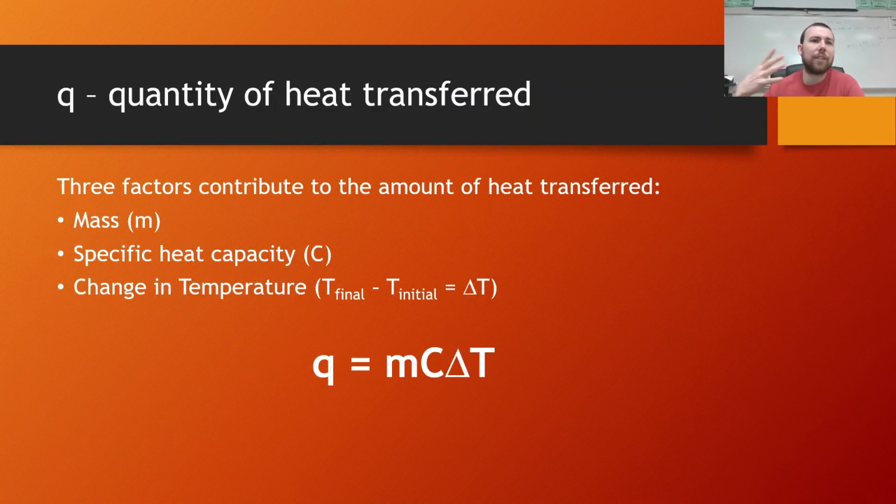So Q, as we've already defined, is the quantity of heat transfer. It is heat, right? This is the quantity of heat that's being transferred, so it's measured in joules. Now there are three factors that are going to contribute to the amount of heat that's being transferred. Those three factors are mass, the specific heat capacity, and the change in temperature. For each of these factors, it's important to understand from a units perspective what we're dealing with. Mass in this particular case is going to be measured in grams.